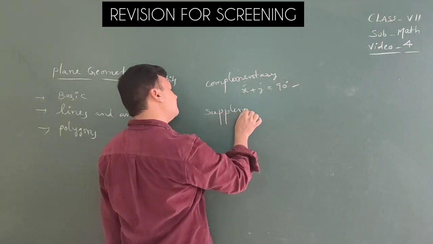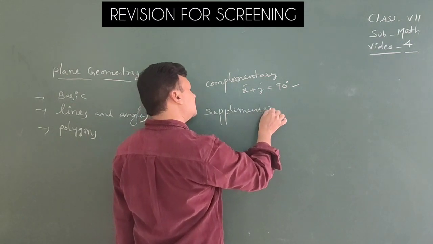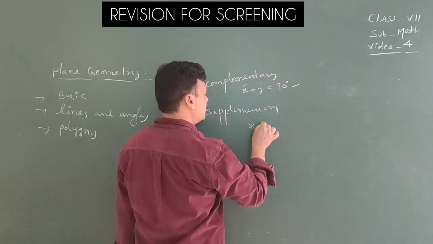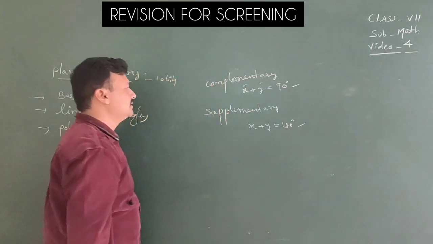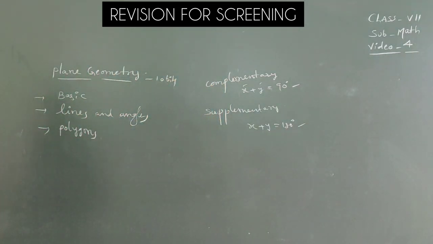Supplementary. Two angles are said to be supplementary if the sum measures 180 degrees. X is supplementary to y, y is supplementary to x.